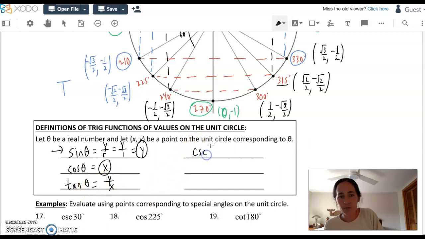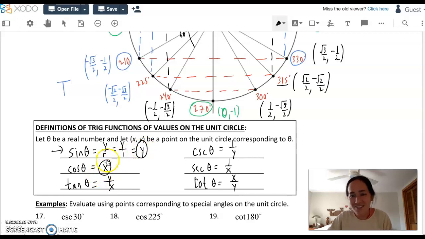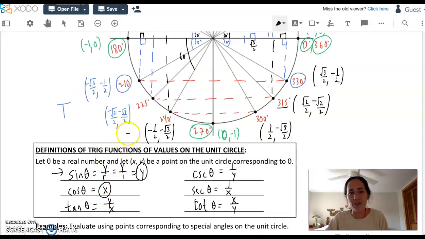Ones we didn't fill in before. Cosecant is going to be the reciprocal of just the y. You can call it 1 over y. Secant, you're going to flip the cosine or flip the x value. And what is it? Cotangent, right? Reciprocal of tangent, so x over y. So it's definitely a lot easier not to have to think about an r value that you're dividing by.